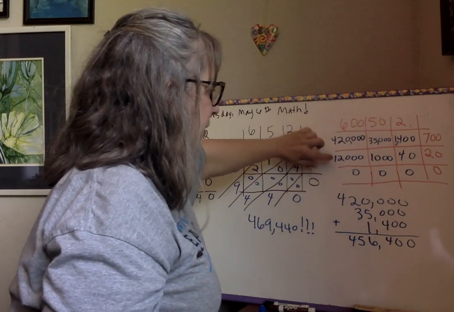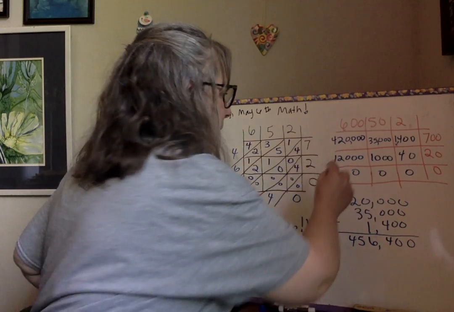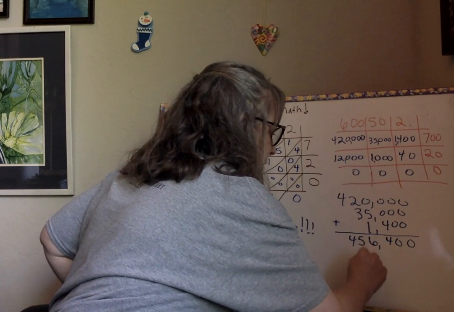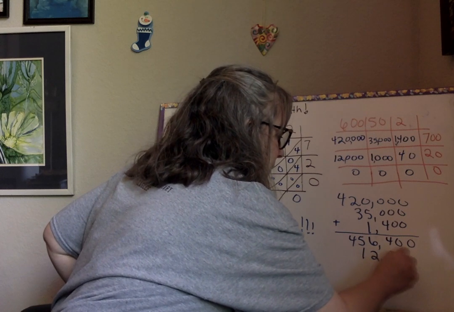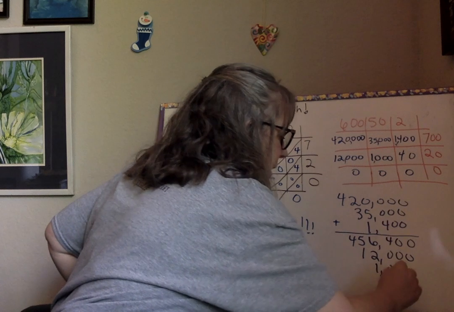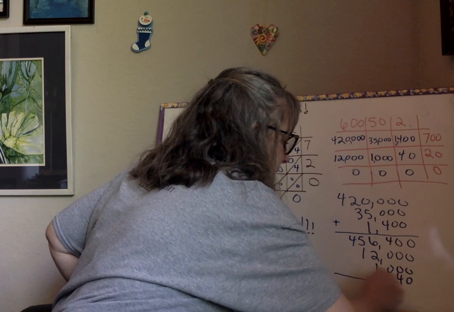So we added that first line. So let's add the second line, okay? Again, I'm going to add commas just because it's easier to see. So that's 12,000, 12,000 plus 1,000 plus 40. That's easier for you to do.